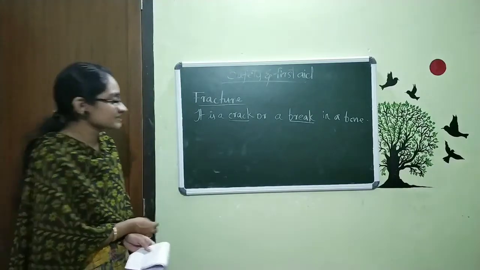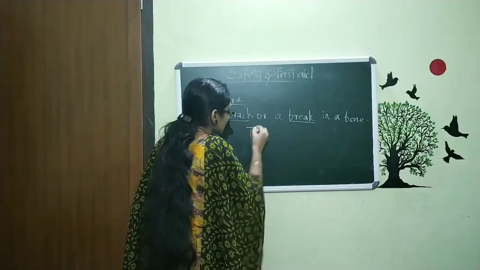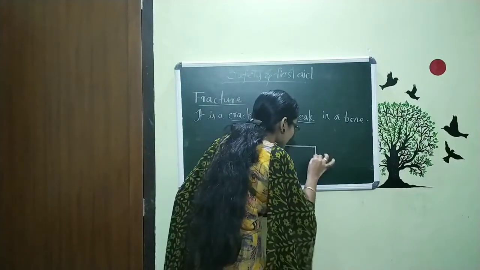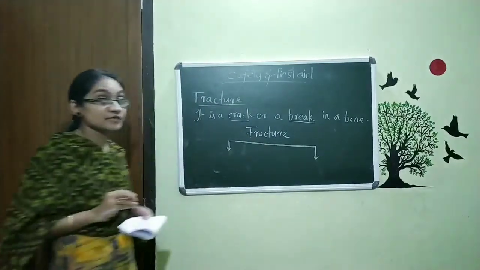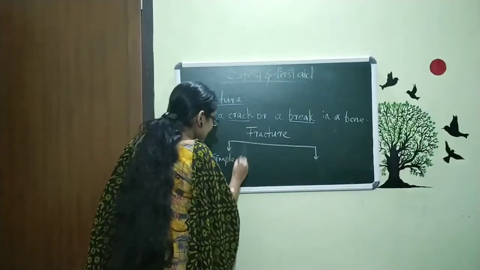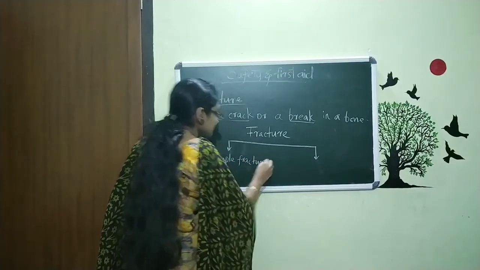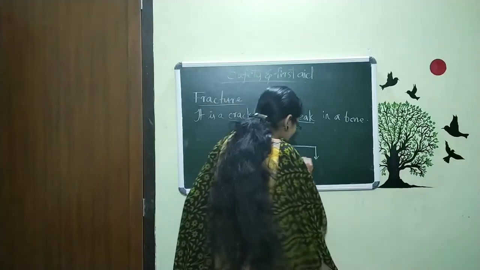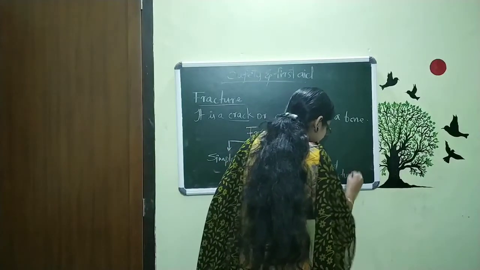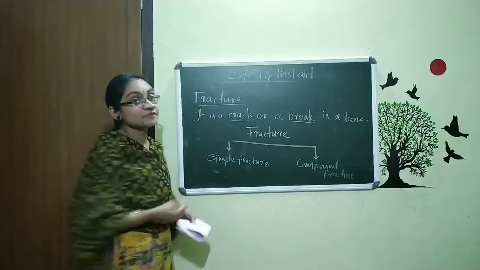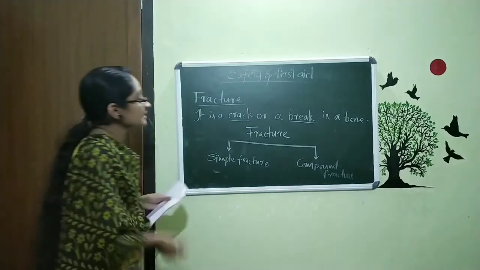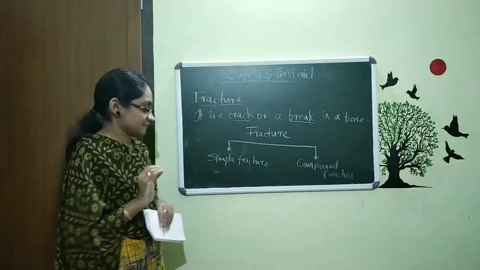There are different types of fractures. Now we are going to study the different types of fractures. Fractures are basically of two types. The first one is simple fracture, and the next one is compound fracture. So there are two types of fractures. Now we are going to study in detail the simple fracture and the compound fracture.